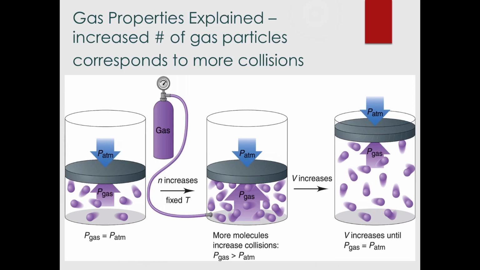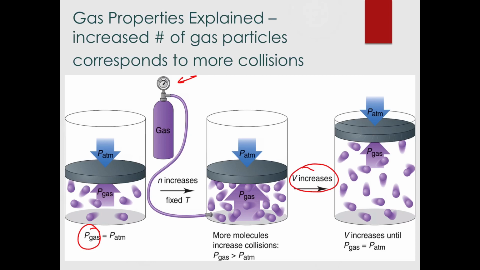So here we go. This is what it looks like when we're just looking at our number of particles. Say we have some gas in an expandable container, so our pressure inside of our gas is equal to our atmospheric pressure. If we pump in more gas particles at a fixed temperature, that means we're going to have more collisions. And when we have more collisions, that's going to build up pressure inside of our gas. And so when we build up pressure, if we have a container that can expand, then our volume will increase to make room for that gas, to alleviate that pressure.